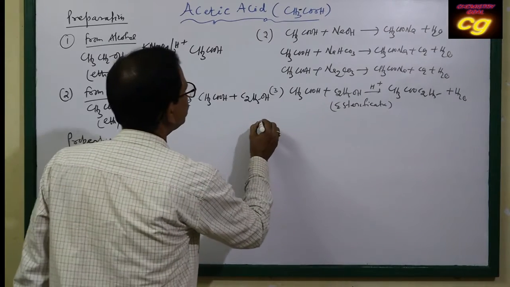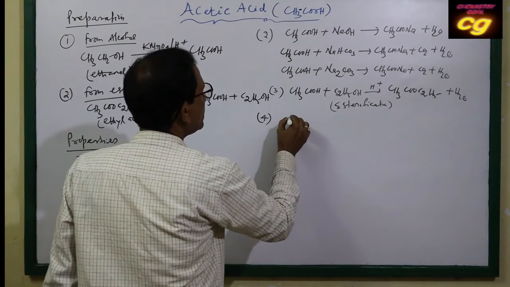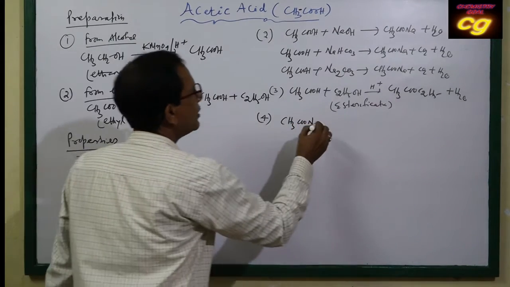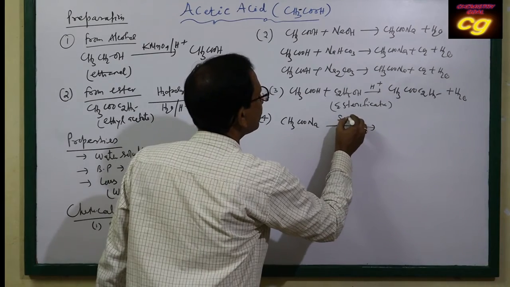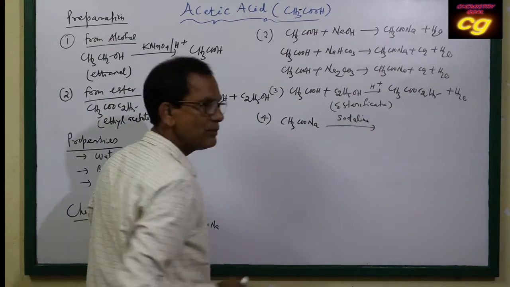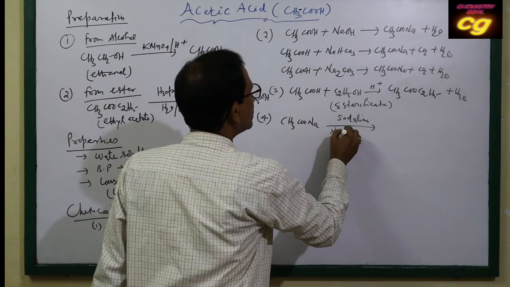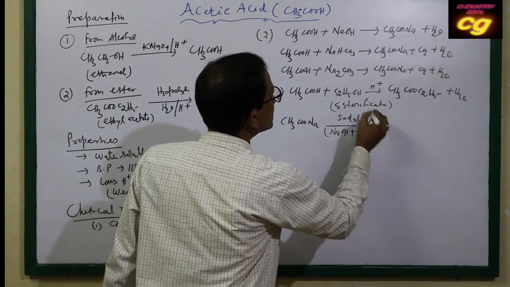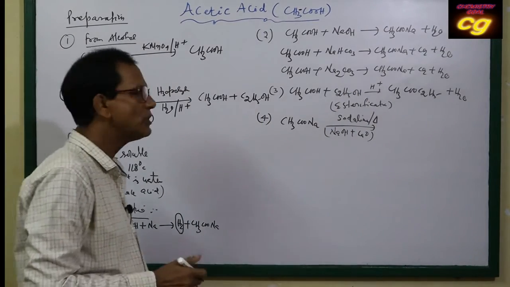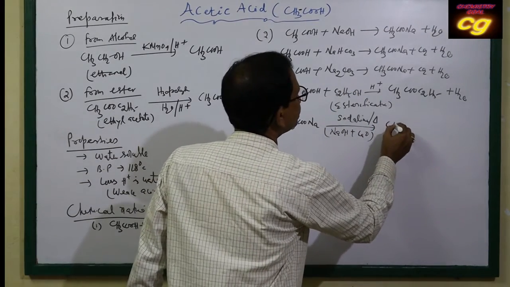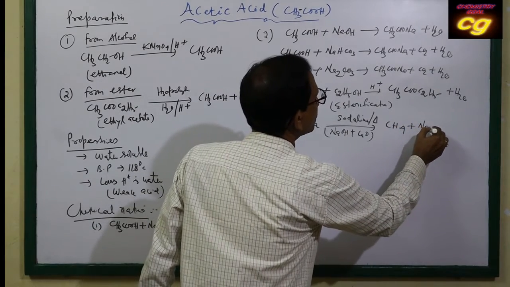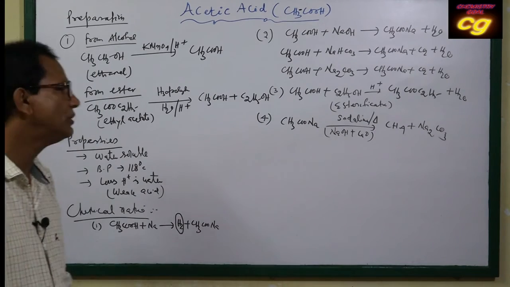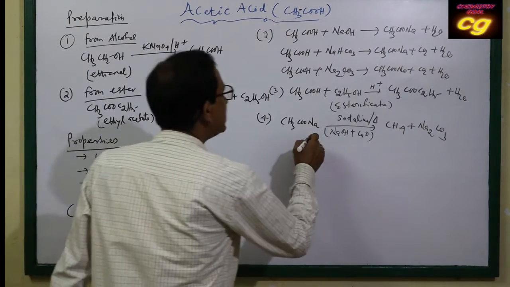Very important: when the salt of acetic acid, that is sodium acetate, is heated in the presence of soda lime, a mixture of sodium hydroxide and calcium oxide, it produces an alkane. Here the alkane is methane, and sodium carbonate is produced. This is a very important reaction. This reaction is called decarboxylation.